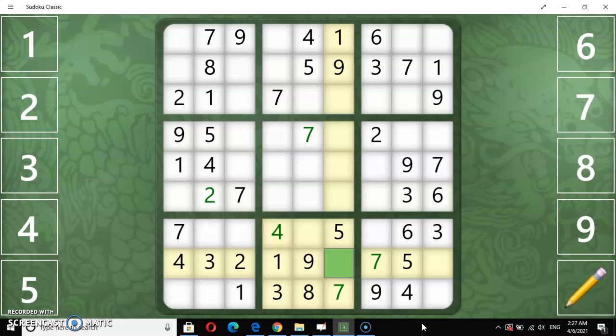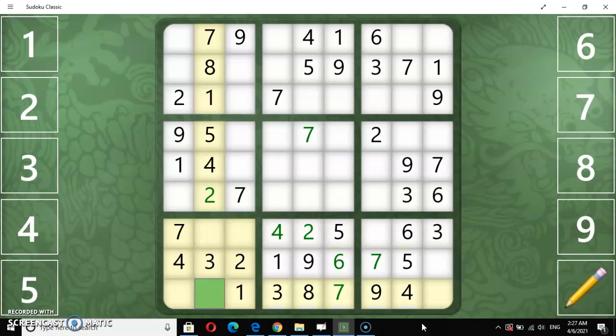1, 2 and 6. 2 and 6. 2 I can write here, because 6 I cannot write in this cell because 6 is here. So 2 I can write here and 6 here. So we solved one block, and now we can see here there are 3 blocks, easier to complete.